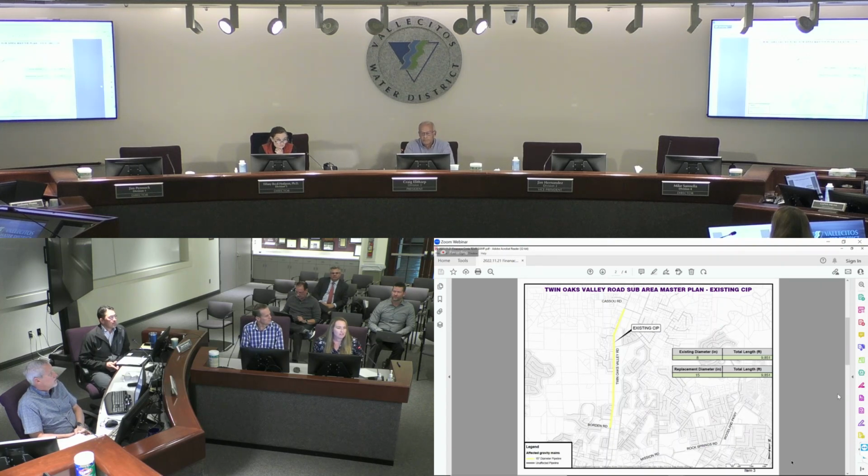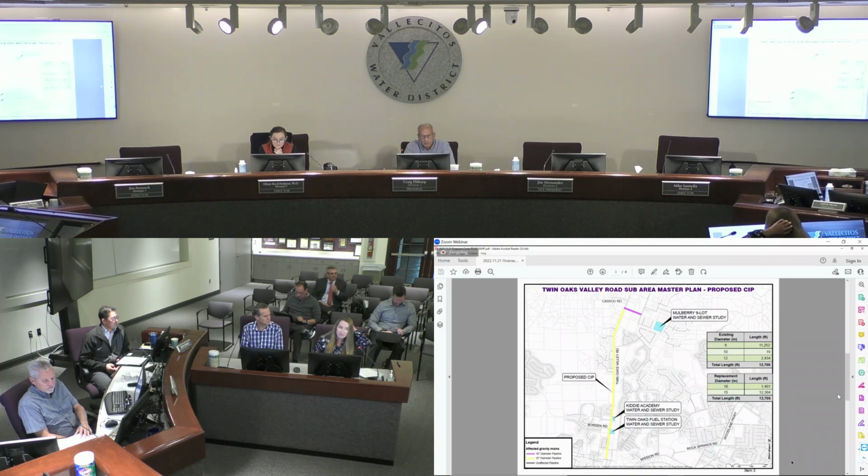The reason this was identified in our master plan as a Phase 4 project was primarily because of the Newland Sierra project, which is located much further north on Twin Oaks Valley Road off of this exhibit. But that Newland Sierra project was anticipated to be developed after year 2030, which is consistent with Phase 4 in our master plan.